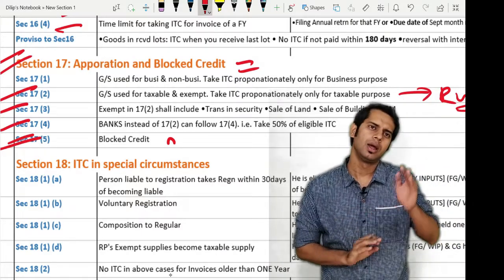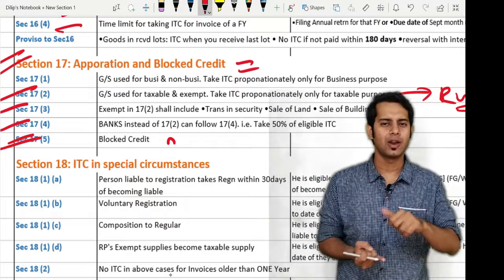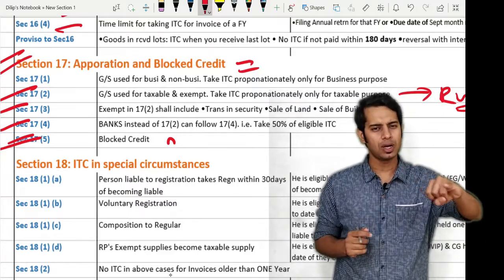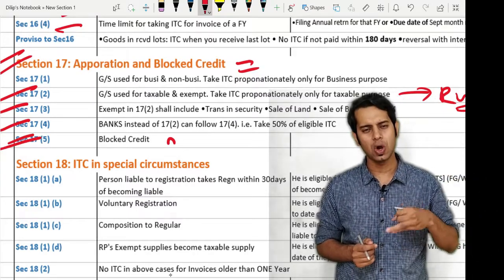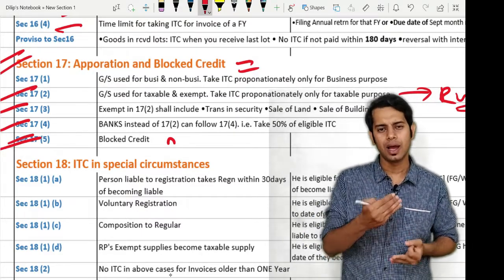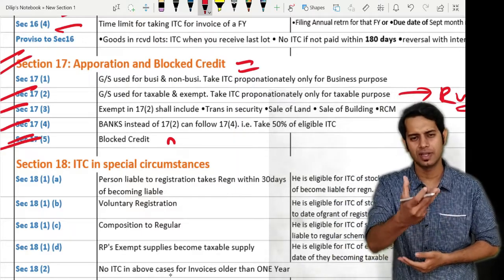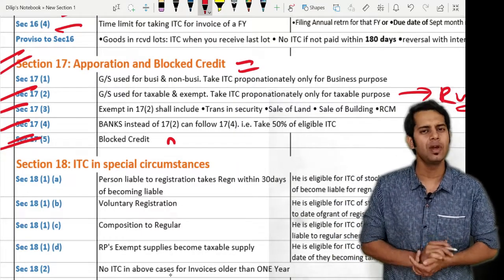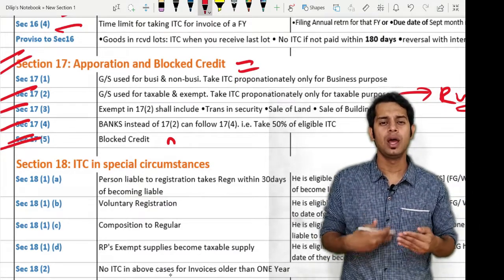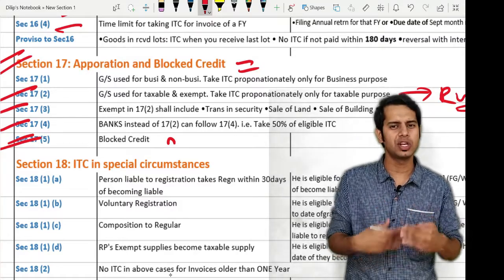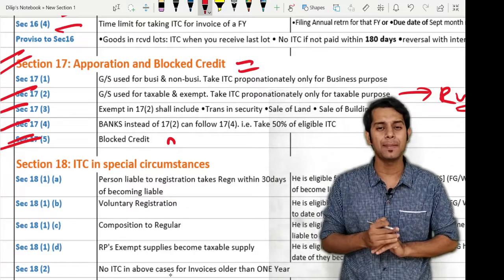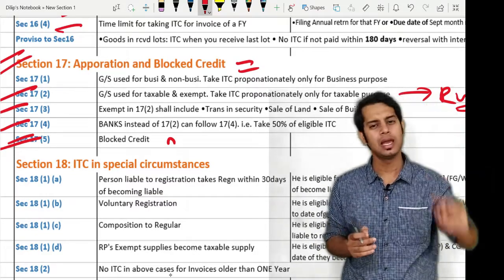Then for other conveyances such as aircraft and vessels, normally ITC cannot be taken. ITC can be taken if it is for further supply of that particular conveyance, or for imparting training in that conveyance, or if you are giving that vehicle on hire, or further supplying it, or it is for the purpose of transportation of passengers. Then general insurance, repair charges and service costs incurred for this motor vehicle or conveyance: ITC can be taken only if ITC is eligible in the above two cases.